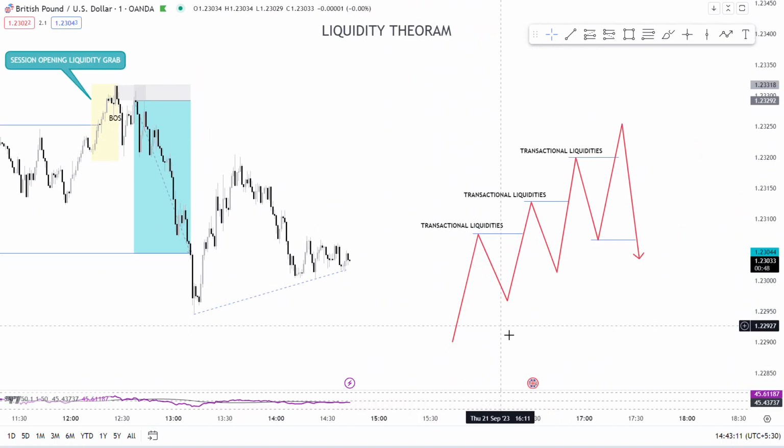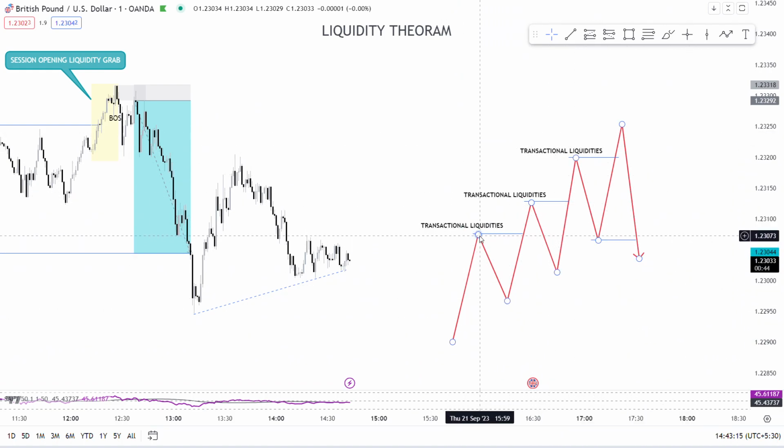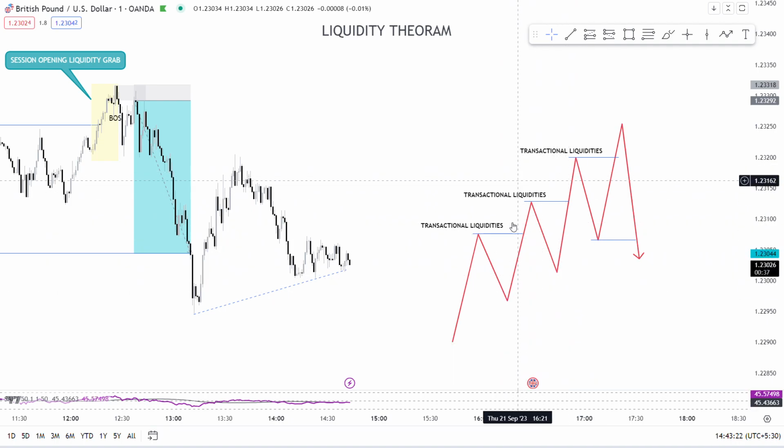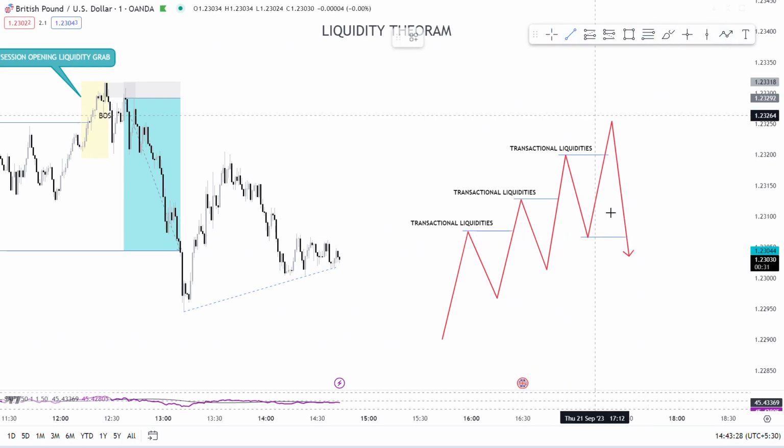If the structure is moving in the upward direction, meaning an uptrend, the liquidities at the top of the trend are called transactional liquidities. Transactional liquidities are the ones that give the retracement. They are not as powerful as the inducement liquidities.